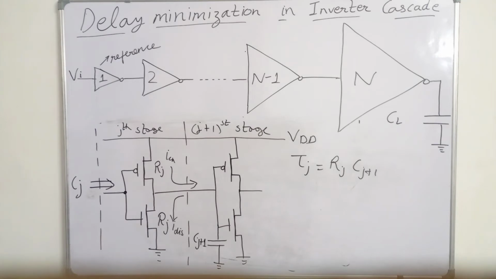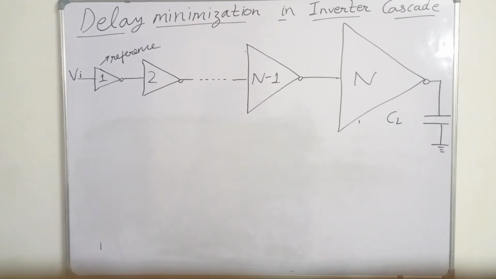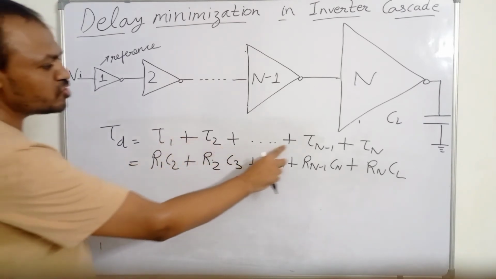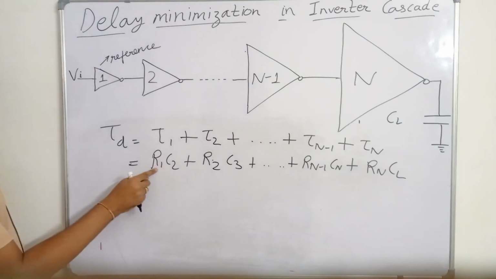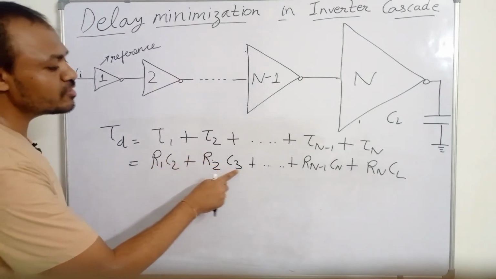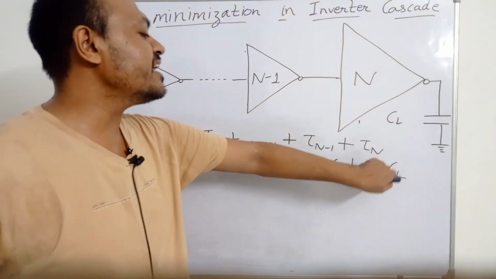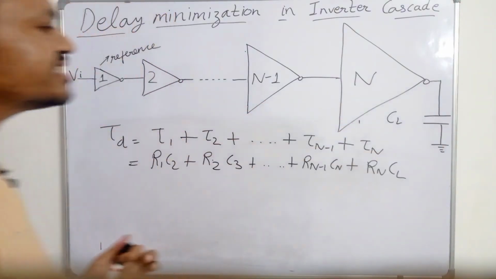So the total time constant for the chain can be calculated by summing the time constants of all the inverter stages. So the total time constant will be equal to tau 1 plus tau 2 plus up to tau n minus 1 plus tau n. So tau 1 will be equal to R1 C2, tau 2 will be equal to R2 C3, then Rn minus 1 Cn will be the time constant of the n minus 1 stage, and the time constant for the nth stage will be Rn CL, because it sees CL as the load capacitance.